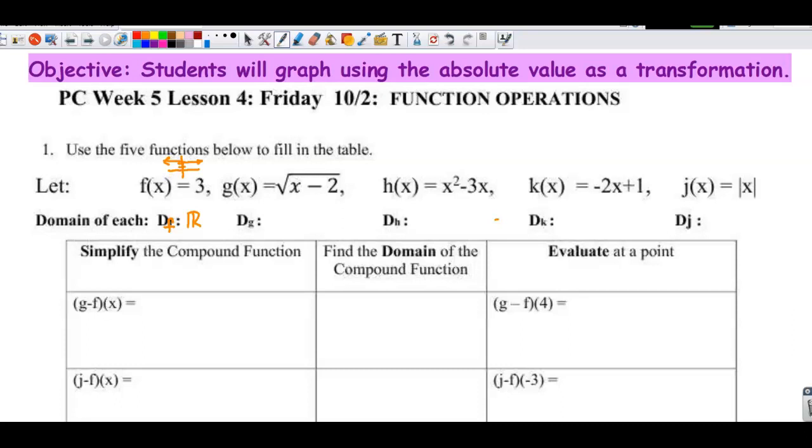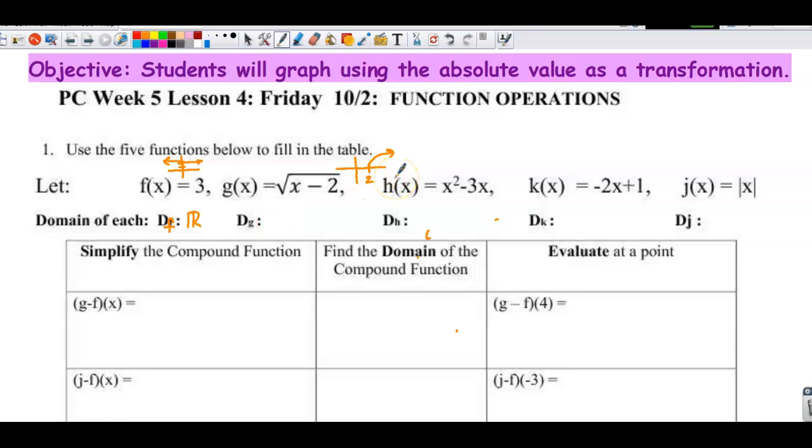A lot of times, if you're good at graphing especially, it's good to graph these. So for example, the square root of x minus 2 is a horizontal shift to positive 2, and the graph would look like this. Therefore, I can see that the domain is going to be from 2 to infinity.